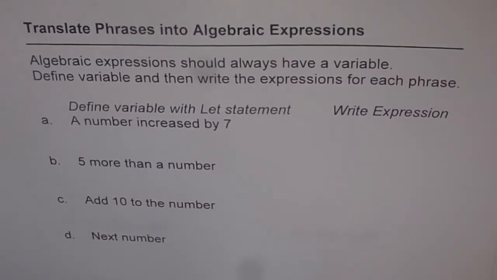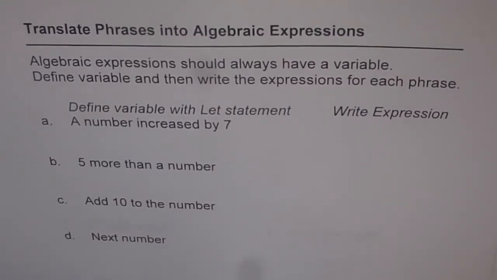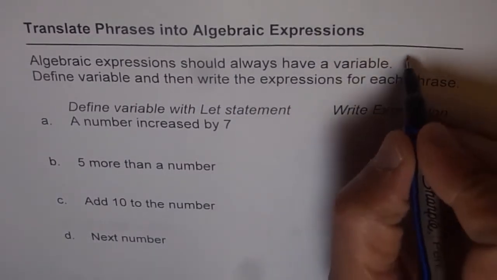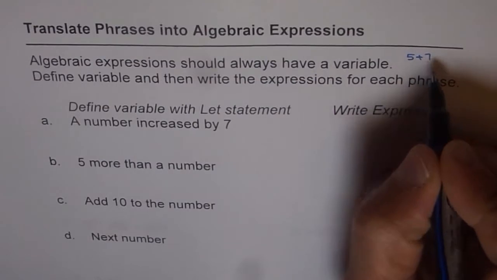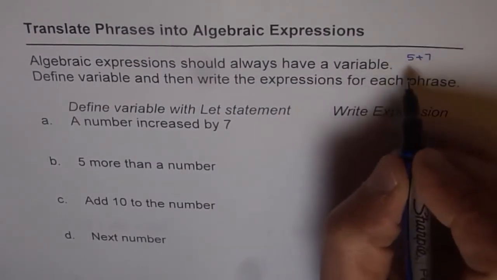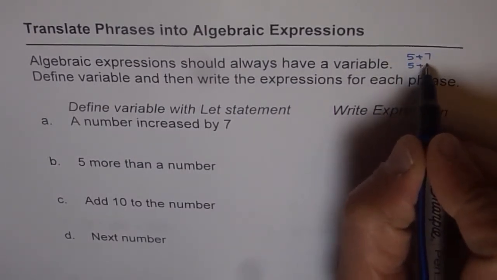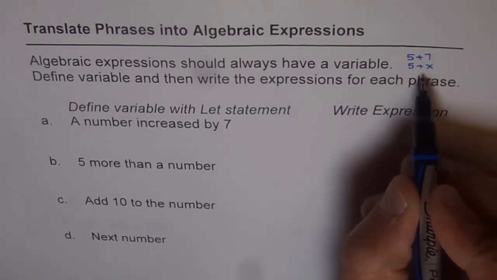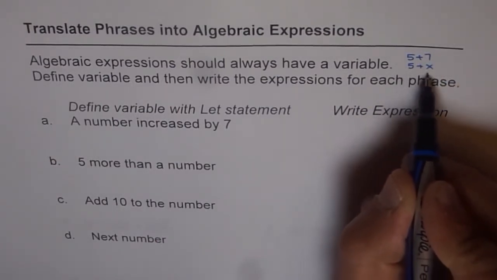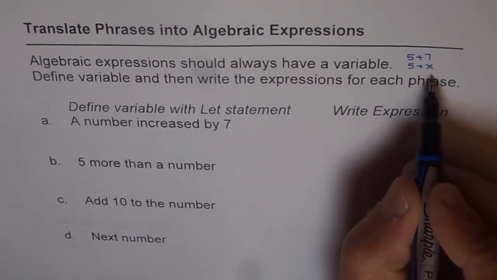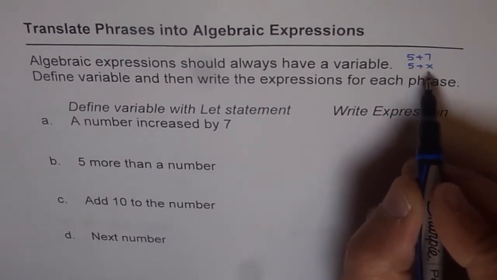Let us try to understand how to translate phrases into algebraic expressions. As you know, algebraic expressions should always have a variable. Without a variable, we cannot have an algebraic expression. For example, if you have the term 5 plus 7, it is not an algebraic expression. But if you have the term 5 plus x, it will be called an algebraic expression since it has a variable x.